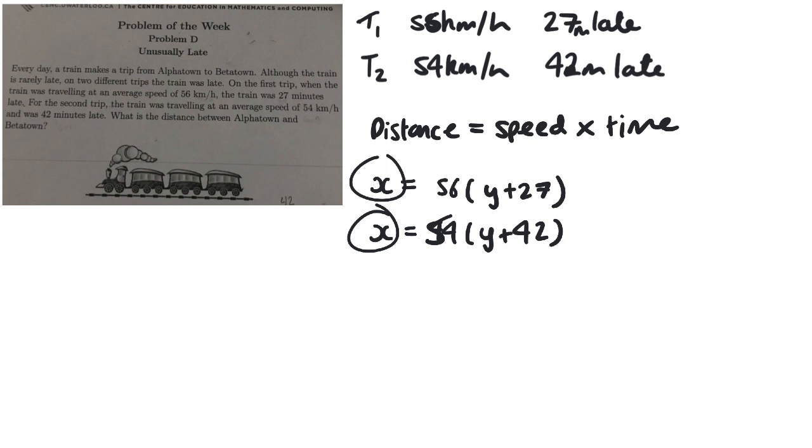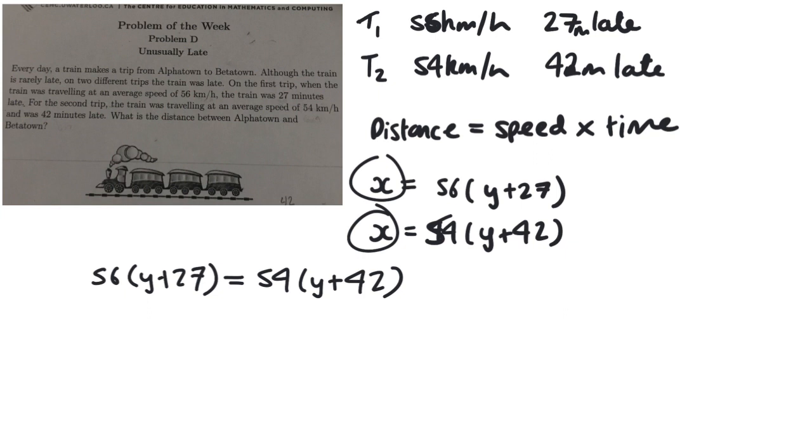So if you can see here, we have something equal to x here and something equal to x here. That's really useful because if they're both equal to x, that means they equal each other. So we can write it simply as 56 times (y plus 27) equals 54 times (y plus 42). And now we only have one variable to work out. Because we have some numbers and they equal each other, we can work out exactly what y, the time it normally takes, is going to be.